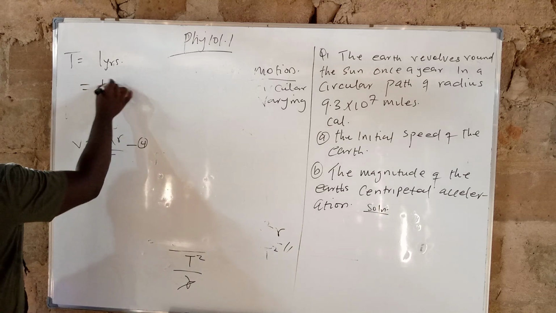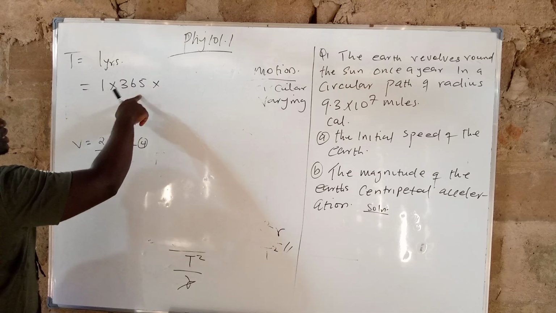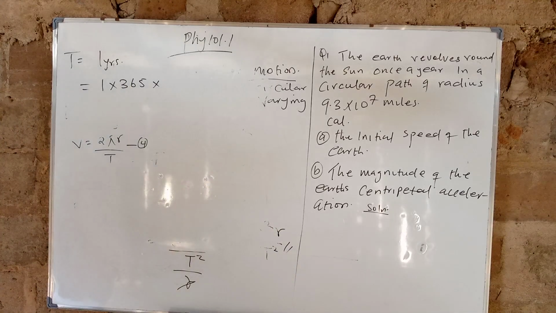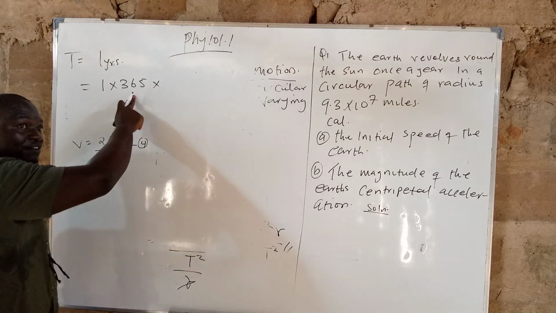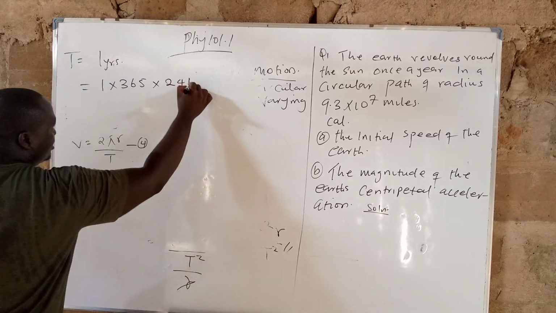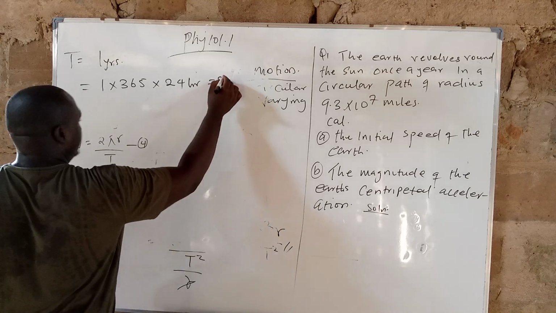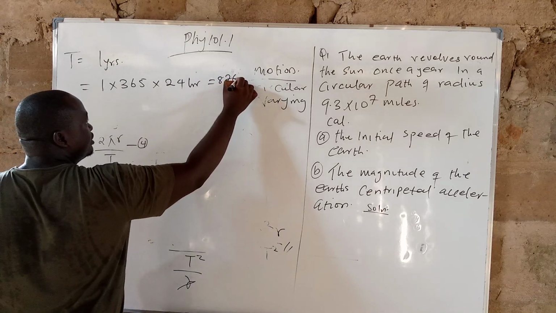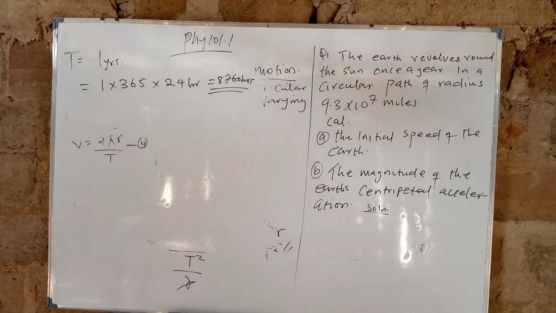So this is 1 year times 365 days in a year, and how many hours are in a day? We have 24 hours, right? So I want to stop here because I want to convert it to hours. From a year to hours, that will give you a total of 8760 hours, right? Good.